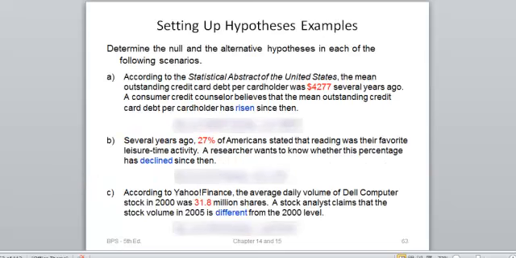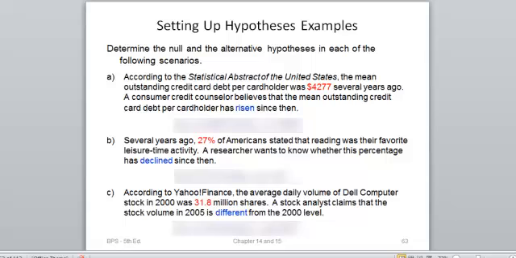Now let's look at these three examples, and we're going to set up the hypotheses for these examples. So determine the null and alternative hypothesis in each of the following scenarios. So you might want to stop the tape and try to do this.